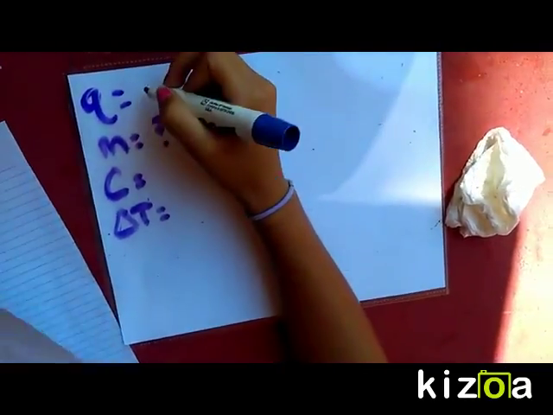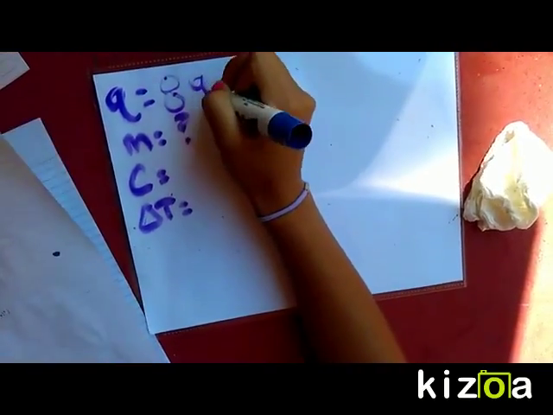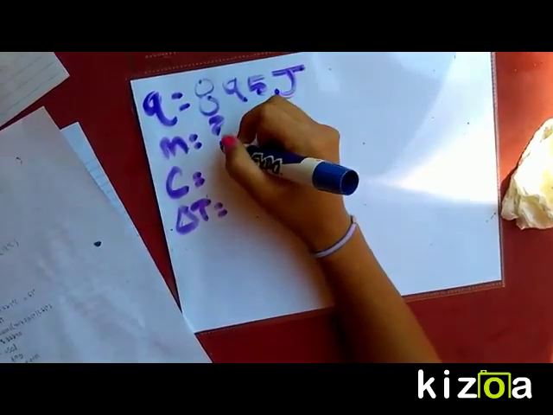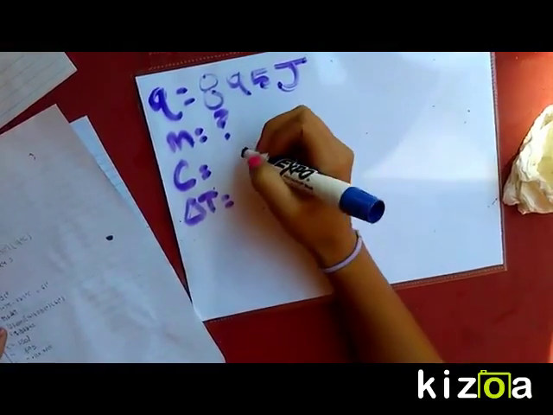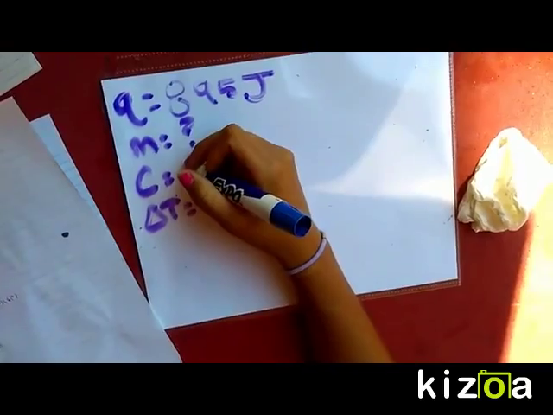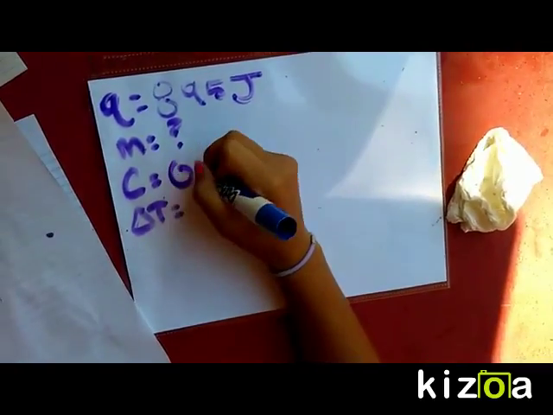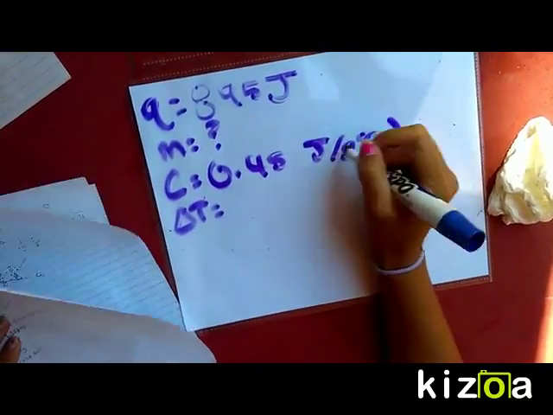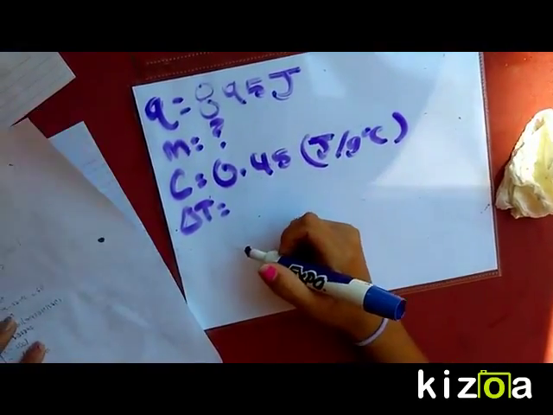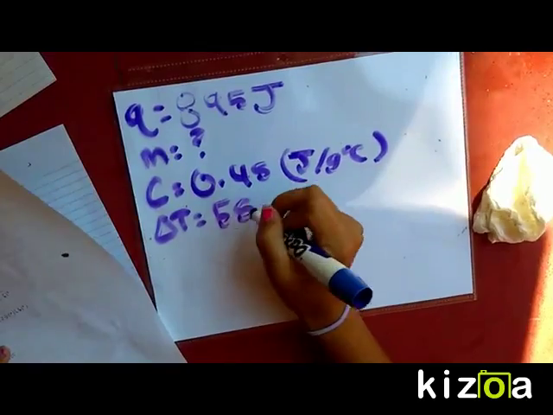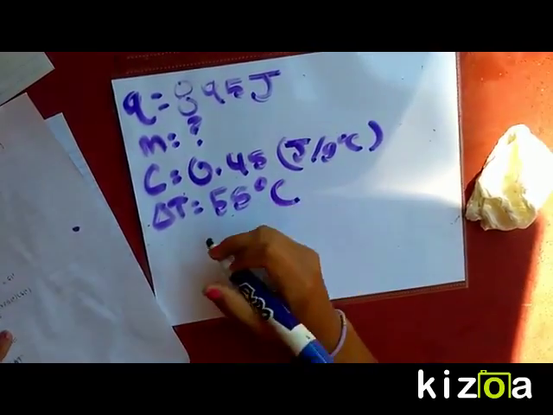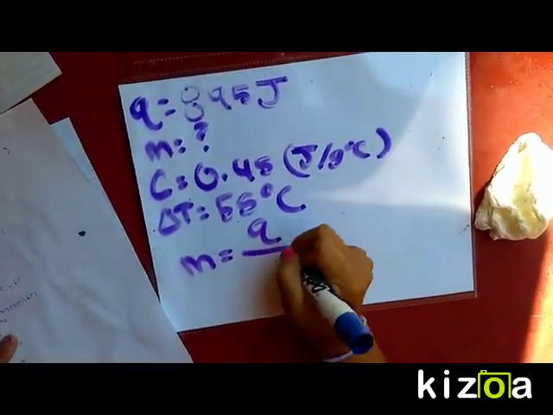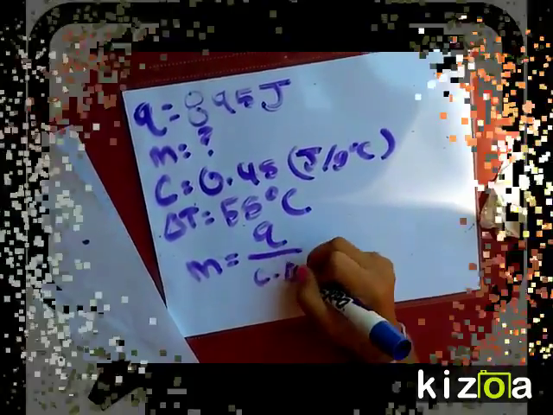Our word problem that was stated previously: Q is going to equal 895 joules, and we're solving for M, the mass, and then the specific heat is going to be 0.45, and then triangle T is going to be 55 degrees Celsius, and our equation is going to be M equals Q over C times triangle T.